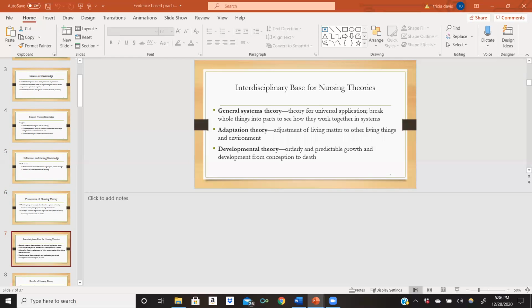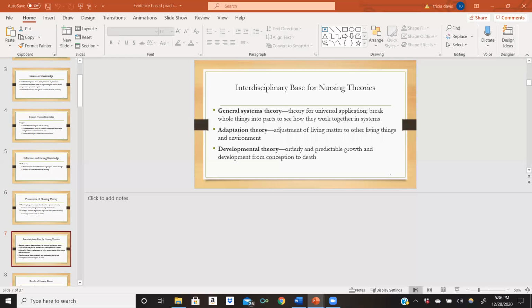All right, so we have the interdisciplinary base for nursing theories. We have what we call general systems theory, a theory for universal application. It breaks whole things into parts to see how they work together in the system. General systems theory has been used in a wide range of disciplines since it emerged in the early 1920s. Its primary theorist is Ludwig von Bertalanffy, and I'm sure I said that wrong. He developed the theory for universal application.